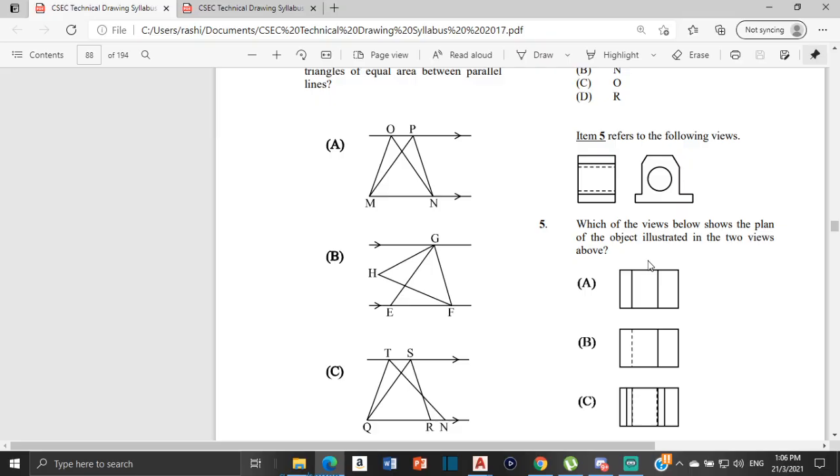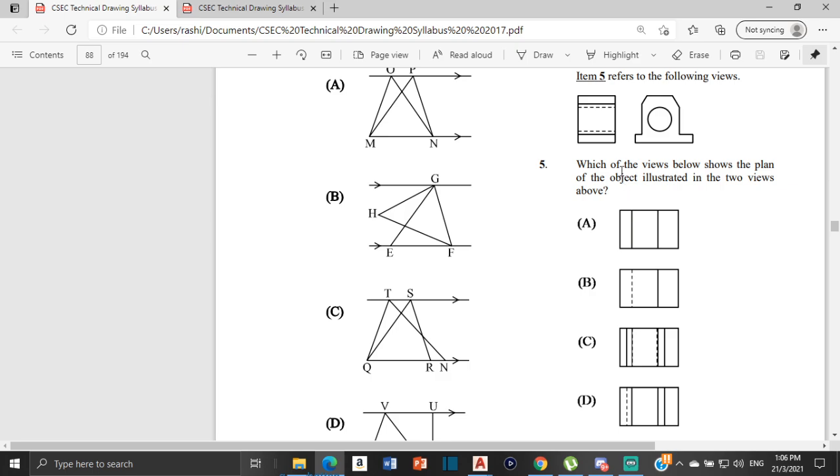Alright, item 5 refers to the following views. So this is item 5, and these are the views right here. It says, which of the views below shows the plan of the object illustrated in two views above. All right, so this is like a side view or a front view, and then this is a plan view. Okay, so now which would be the actual drawing for this if we were looking at this from this view?